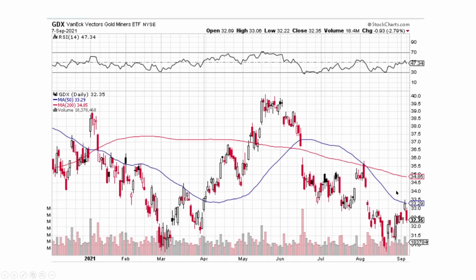GDX, just what I'm looking for is the buying pressure, selling pressure. The sellers came in and sold this off a little bit. Again, let's wait for tomorrow.